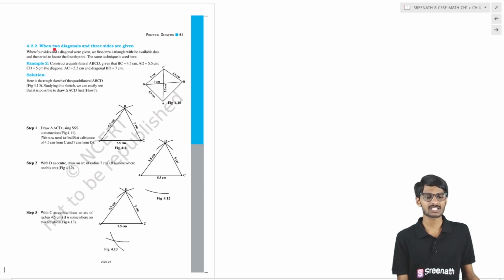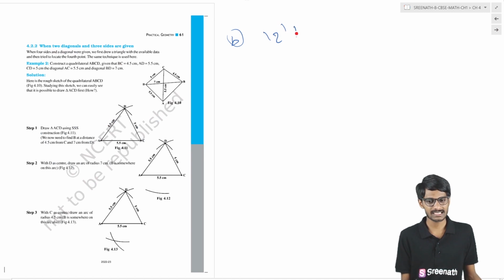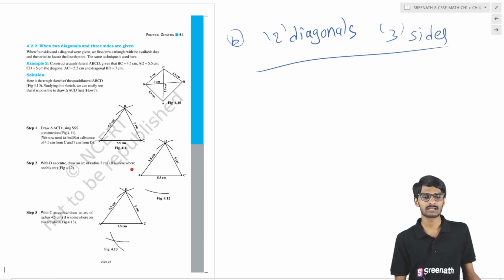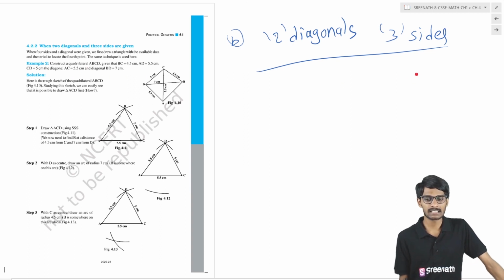And the next subtopic is B. We can talk about when 2 diagonals are given. In the previous class 1 diagonal was given; here 2 diagonals and 3 sides are given. When 3 sides and 2 diagonals are given, how do we draw the quadrilateral? Let us take an example. In example 1 the quadrilateral is ABCD.